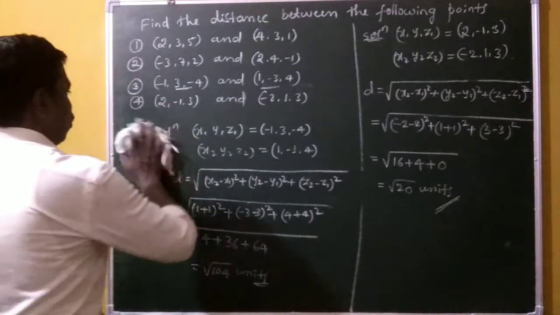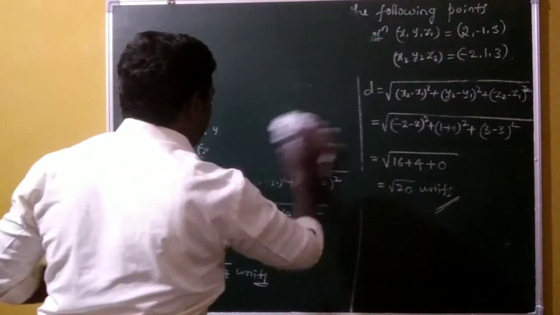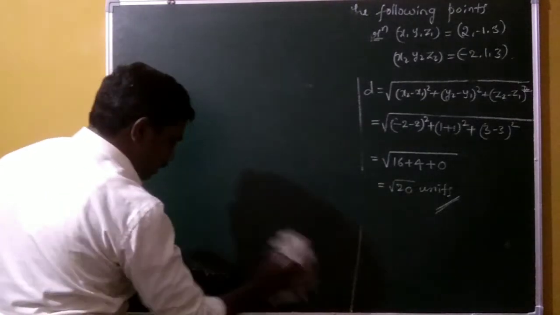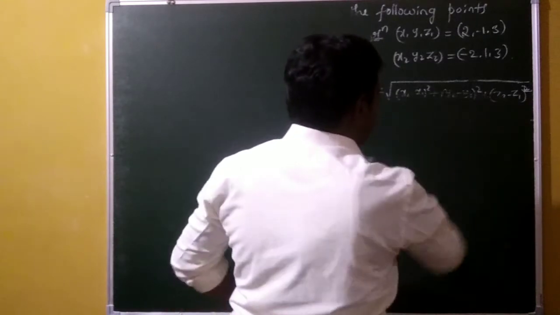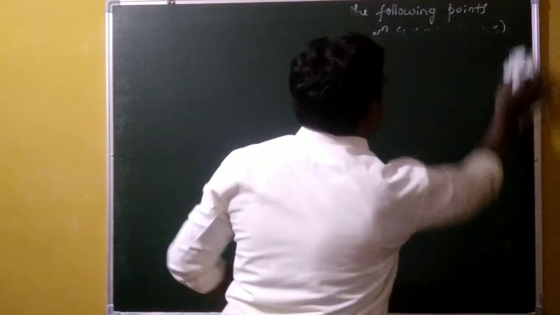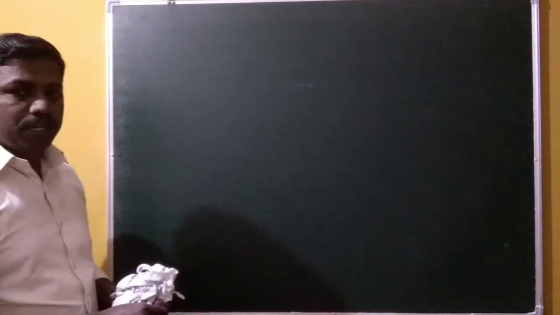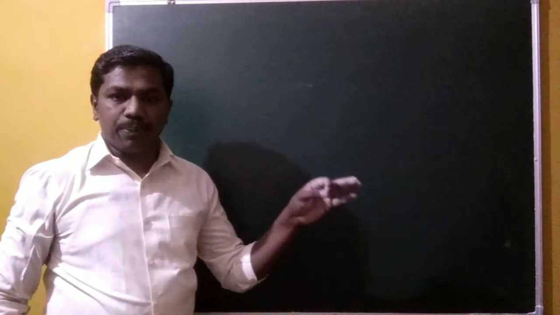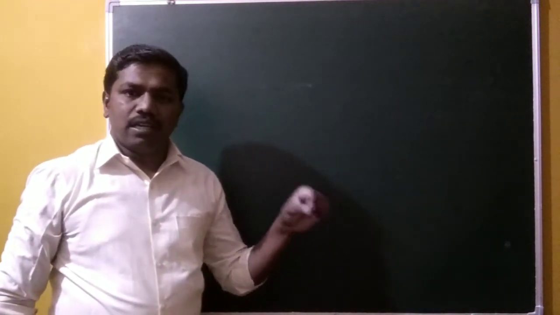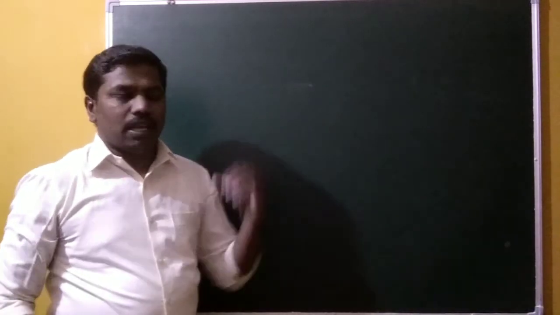Okay? So then one question: what are collinear points? What is collinear? Coincides in one line. That means 3 or more points are said to be collinear if they are present on the same line. If they are present on the same line, if they coincide on the same line, right?